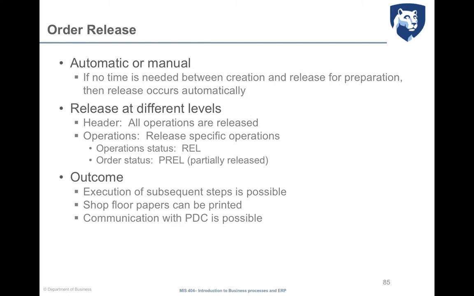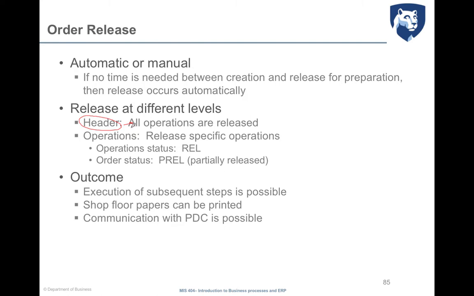Again, a production order can be released at the header level or the operation level, and this decision is also determined by the system configuration. So when the order is released at the header level, all operations are also released. So it means that if you take the document, you can change the status in the header, and subsequently all the operations that are described in the production order will be released in the production system.